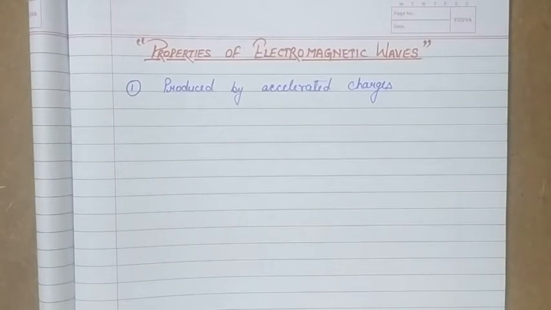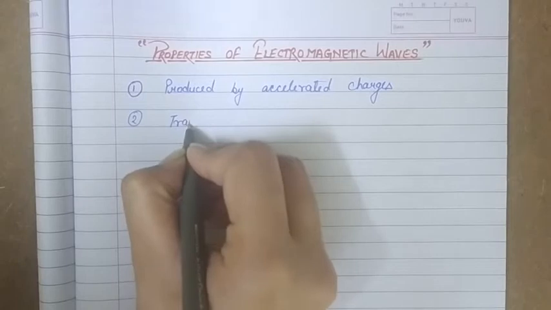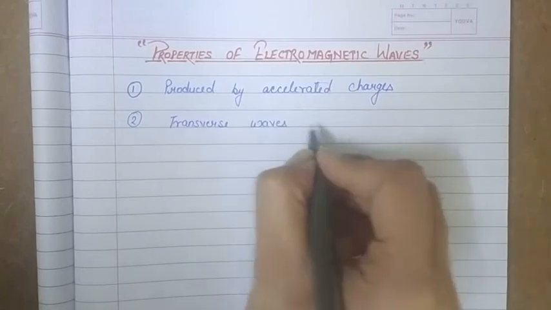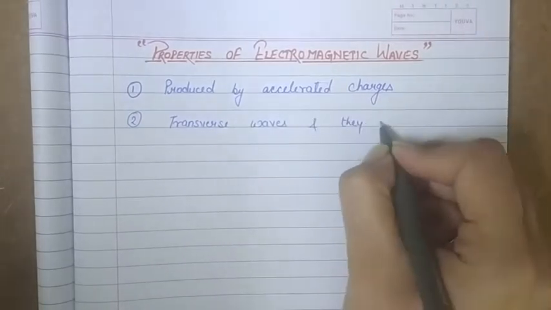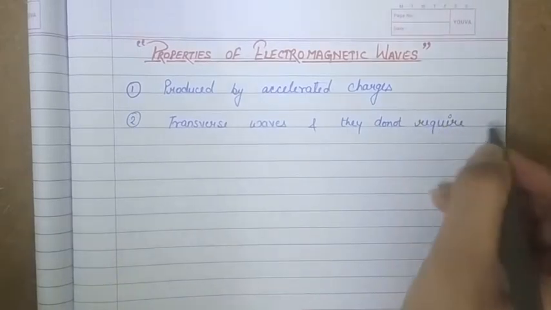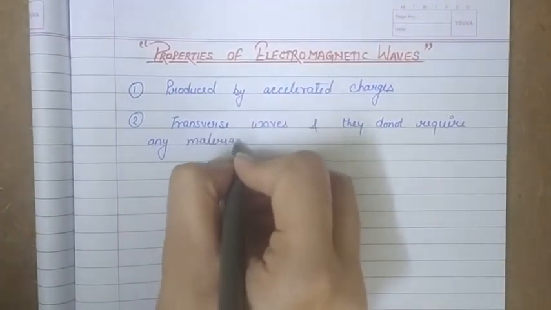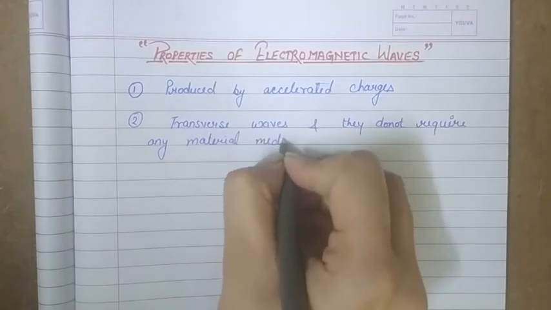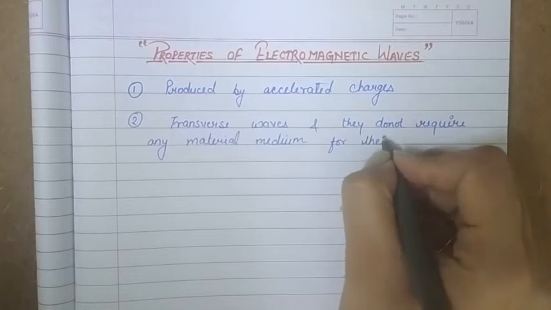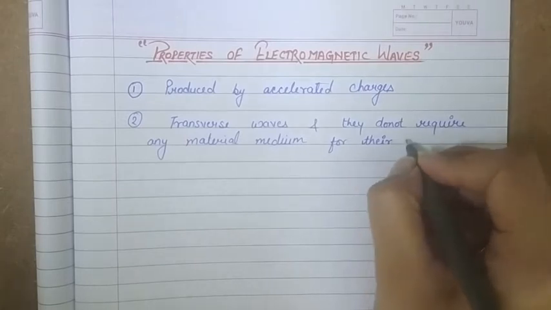Next thing is that these are transverse waves, and they do not require any material medium for their propagation. इन्हें किसी भी मीडियम की नीड नहीं होती है. They can travel in space, in vacuum, in free space, everywhere.